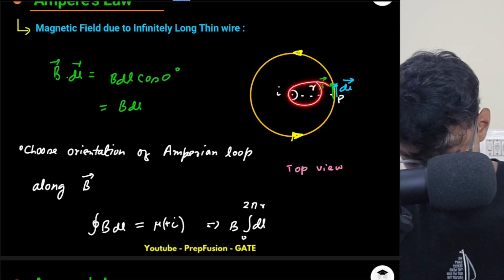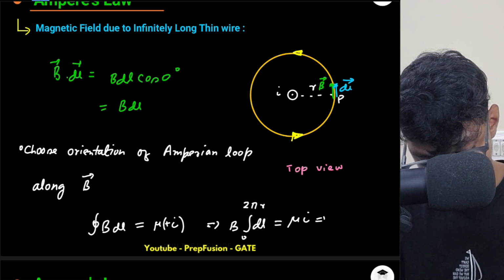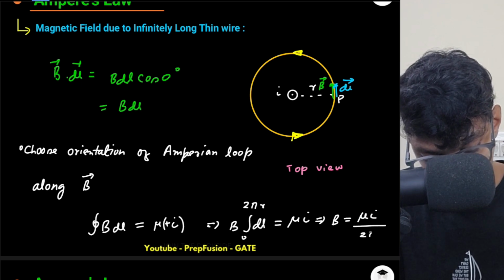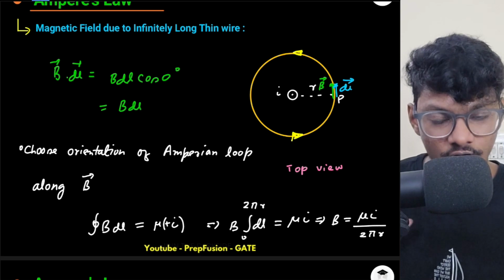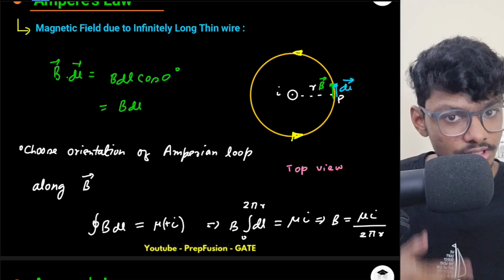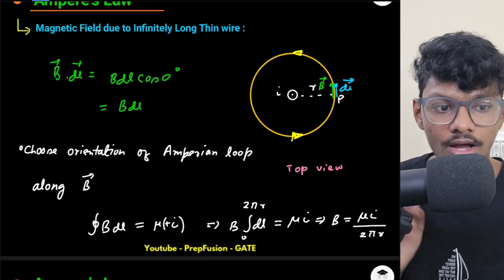R is the distance here. That is equal to mu I. So your B comes out to be mu I by 2 pi r. Now isn't this what you derived in lecture 1 of electromagnetism? The same thing, right? So with Ampere's law it is so much simpler, but obviously we cannot compute for unsymmetrical cases. It is very difficult for us to compute for unsymmetrical cases.